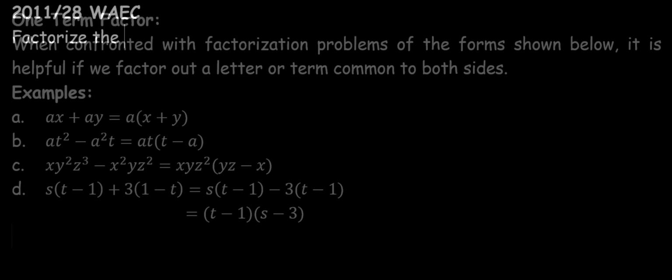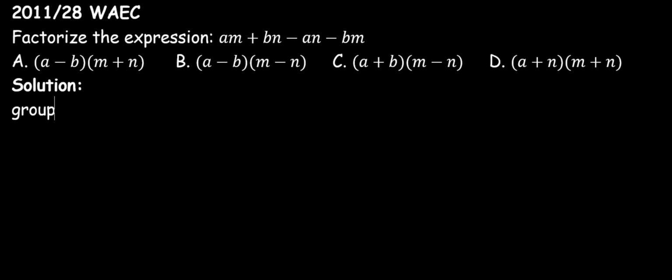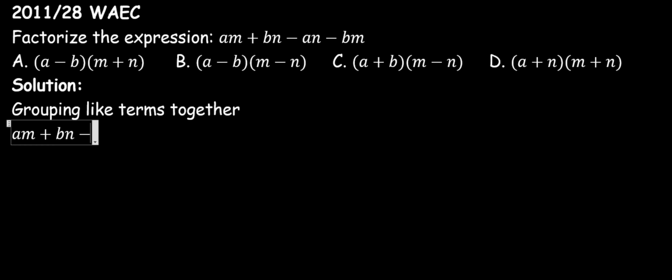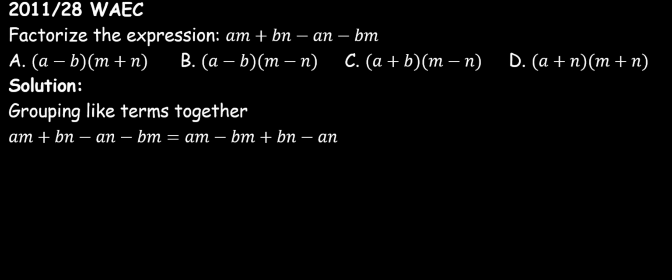Factorize the expression am plus bn minus an minus bm. The options are given. Solution. Grouping like terms together, we now have am plus bn minus an minus bm, that's our given problem, equals to. We are now grouping like terms together. At the right hand side, we now have am minus bm, the ones that have m together, then plus bn minus an. We brought the m together, we brought the n together, which will be equal to m into a minus b, bracket open and close, plus n into b minus a, bracket close.